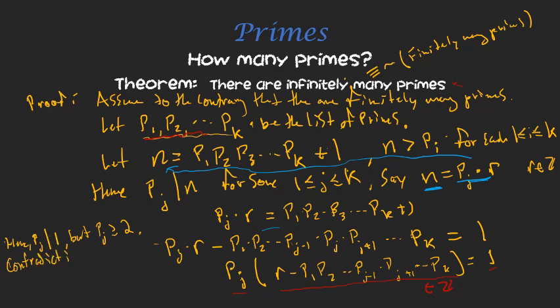We've reached something that's impossible. P sub j can't divide 1, and yet here it divides 1. And so therefore, we have to conclude that there are infinitely many primes.